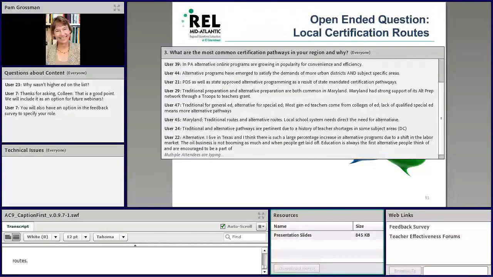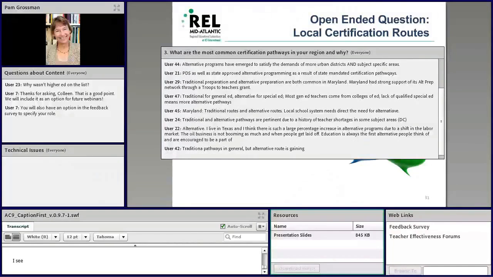I see someone mentioned the Troops to Teachers grant. Pam, can you speak to that? Do you know anything about that program? Yes, that was an early alternative route that saw an opportunity to bring people who had been in the military into the classroom and provided a pathway for that transition. So it took people and built on their prior experiences in the military and placed them in classrooms. And yes, that's been around for a while.